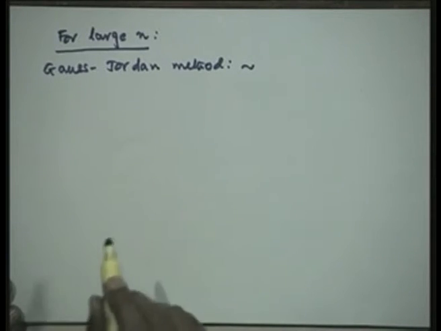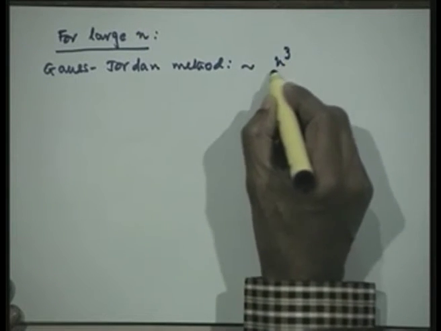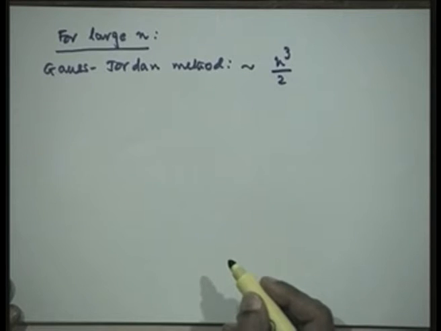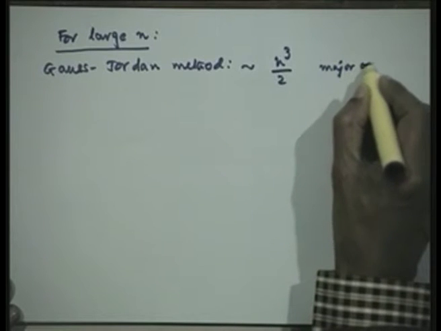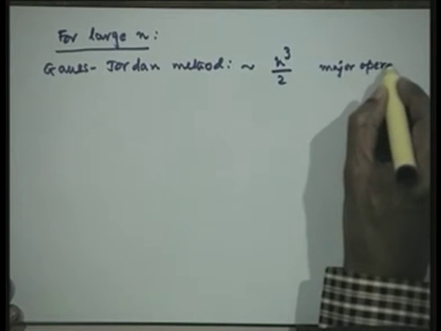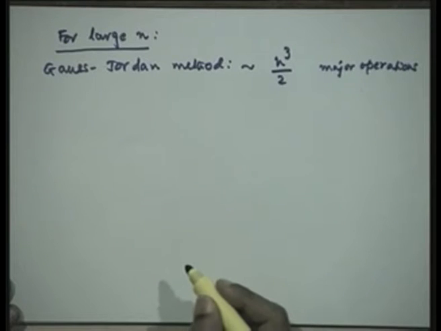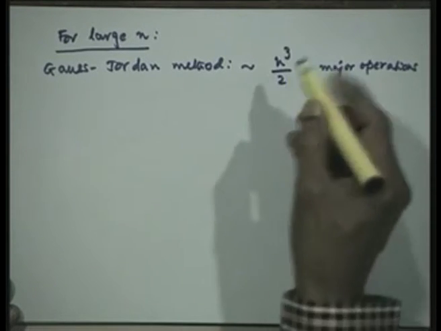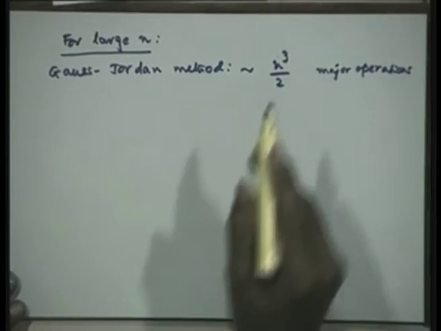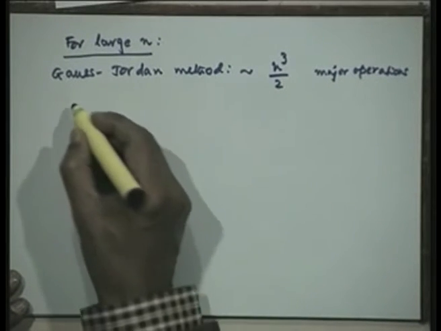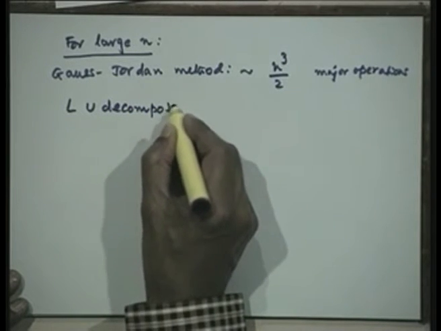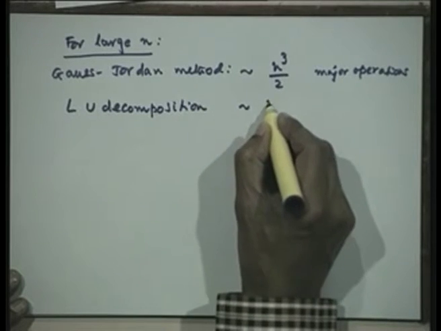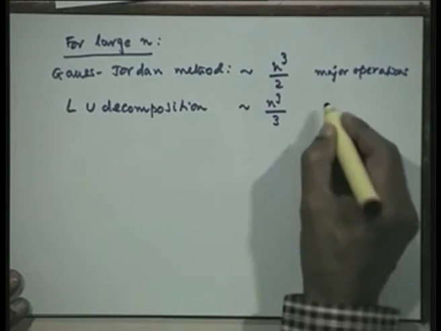than the Gauss elimination procedure. However, we shall use it for finding the inverse of a matrix, which is a very convenient procedure, and the number of operations is n cubed by 2. These are again the major operations, that is your multiplications and divisions. Therefore, it is n cubed by 2, whereas Gauss elimination is n cubed by 3. Then LU decomposition is identical to the Gauss elimination procedure. So, this also takes n cubed by 3 major operations.